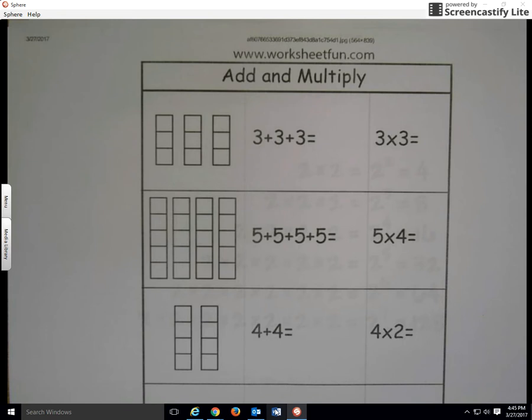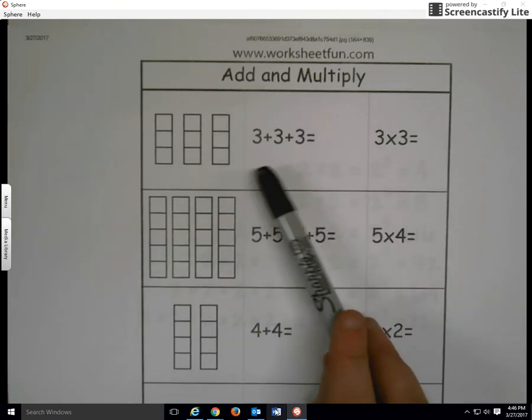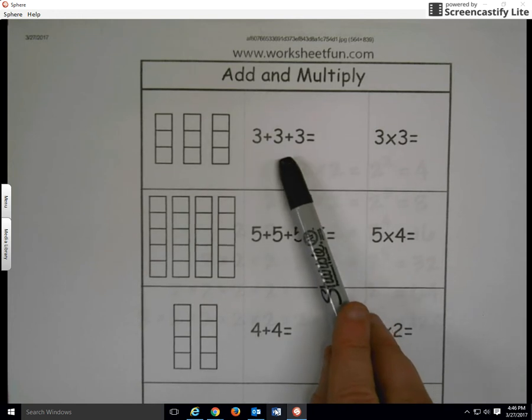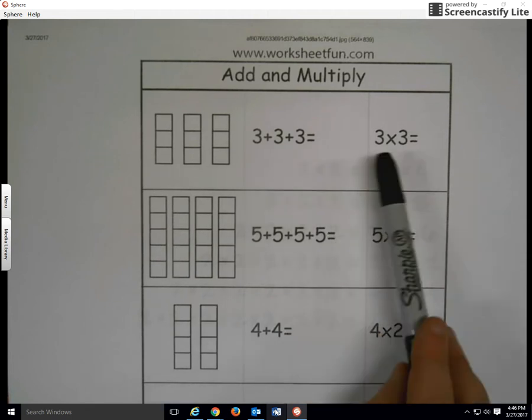Just as a quick reminder, going back to the idea of addition, the reason I'm doing this is people get this confused: repeated addition is multiplication. 3 plus 3 plus 3, there's a plus sign in between, is the same thing as 3 times 3. So when you repeat addition, it becomes multiplication.